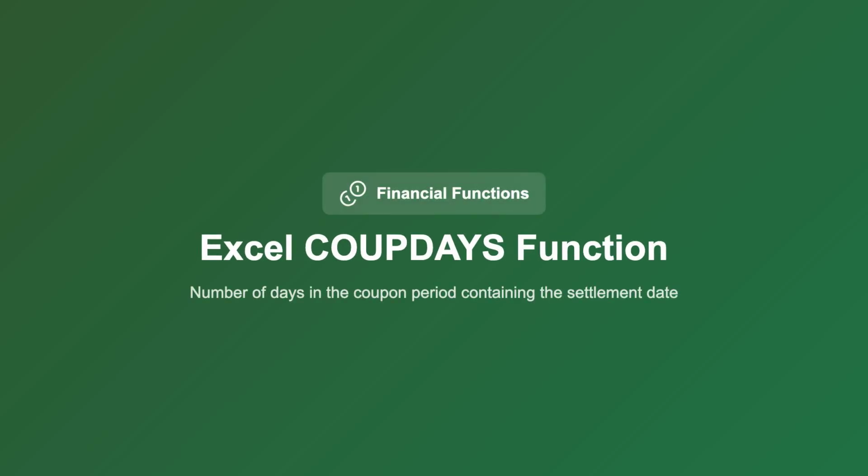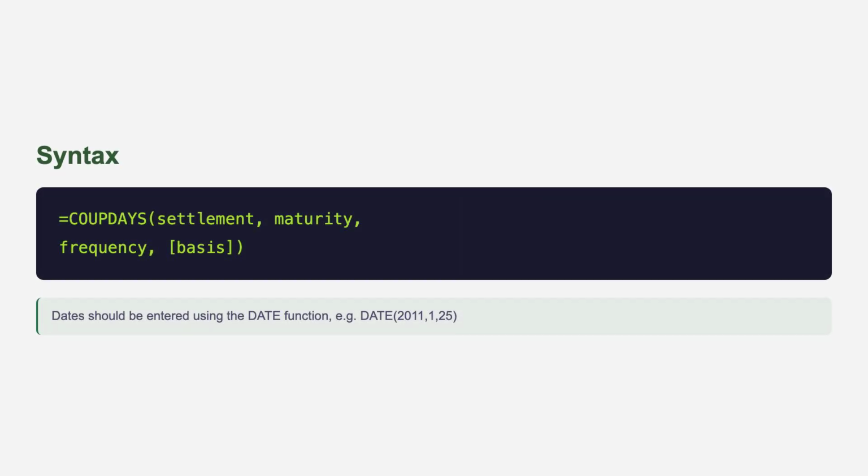Excel COUPDAYS function. This function returns the number of days in the coupon period that contains the settlement date. It tells you the total length of the current coupon period. The syntax is COUPDAYS with parameters settlement, maturity, frequency, and an optional basis. Dates should be entered using the date function for best results.